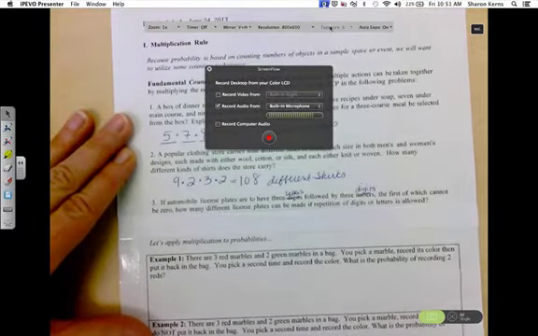Okay, on the third problem, if automobile license plates are able to have 3 letters followed by 3 digits, the first digit cannot be 0. How many different license plates can be made if you can repeat digits or letters?